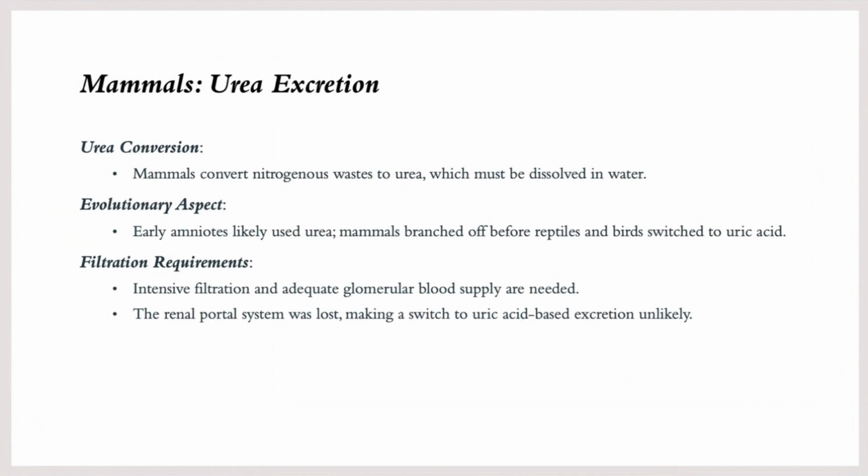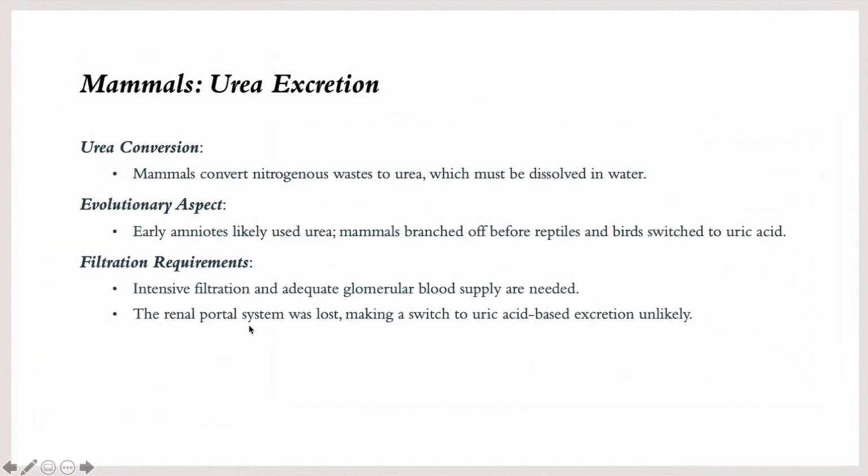Now, the filtration requirements. Intensive filtration and adequate glomerular blood supply is needed in mammals because, as we said, birds and mammals, of course, have a higher metabolic need, okay? And because of this, they need to filter their blood more. And in order to filter their blood more, they need to have more glomeruli, basically.